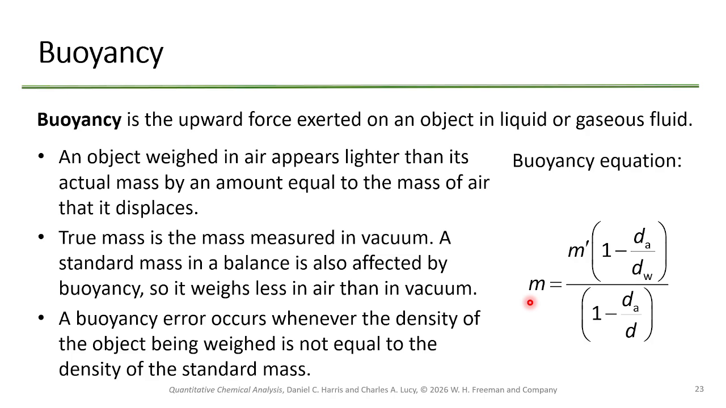Standard mass in a balance is also affected by buoyancy. It weighs less in air than in a vacuum. Buoyancy error occurs when the density of an object being weighed is not equal to the density of the standard mass. So there's actually a bunch of really cool examples that can be worked through in here. For example, if I was to take a ping pong ball and push it down into a flask with water, it would actually have the same mass as its area in water.